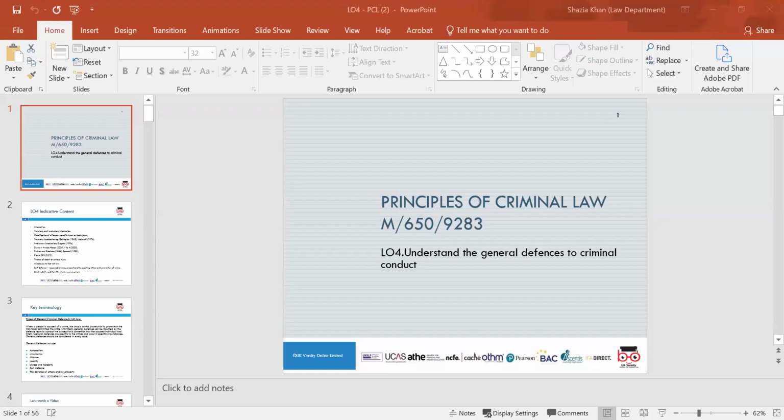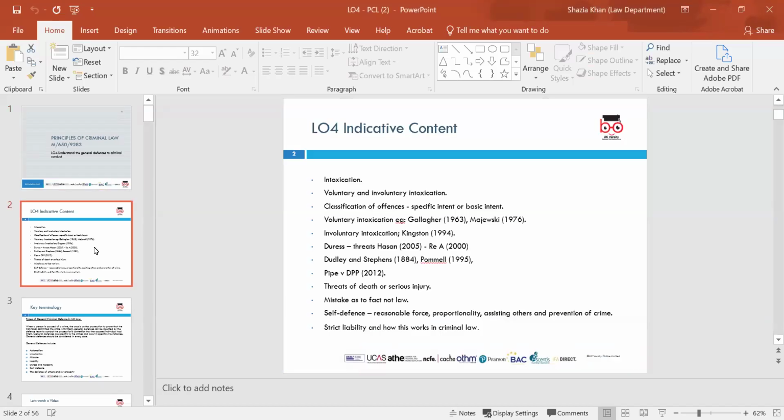Now we're moving on to Learning Outcome 4, which is the final learning outcome. And also we'll be looking at understanding the general defences to criminal law. The indicative content for Learning Outcome 4 is to look at intoxication, voluntary and involuntary intoxication, classification of offences, so specific intent or basic intent, voluntary intoxication, duress, Piper and DPP cases, threats of death or serious injury, mistake as to fact, not law, self-defence and strict liability.